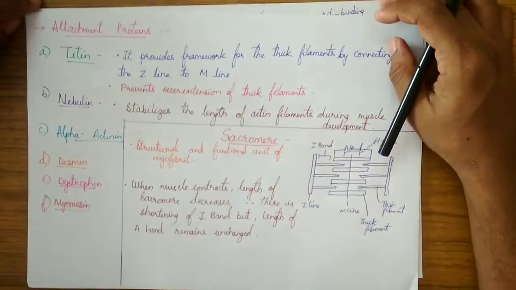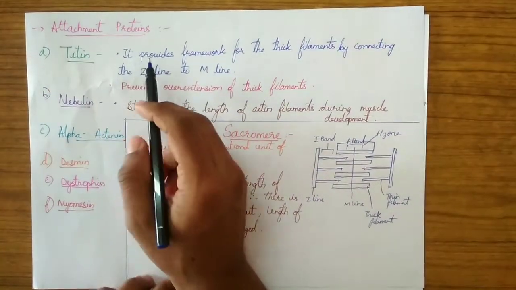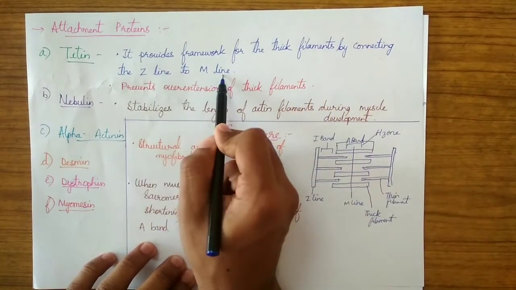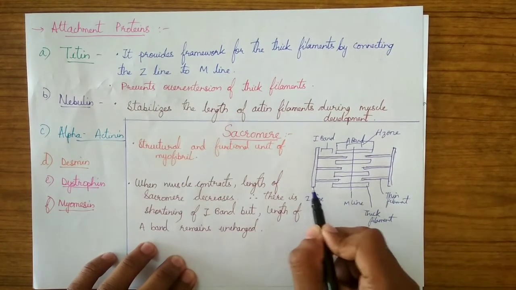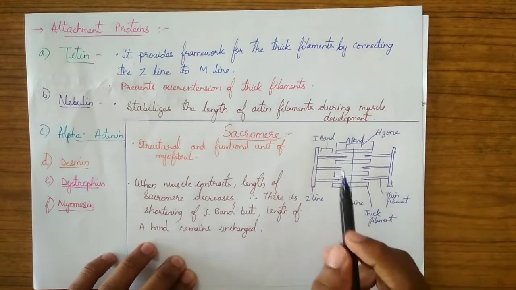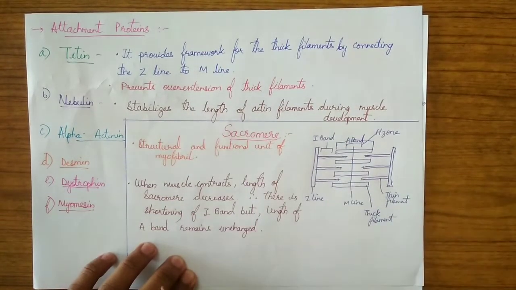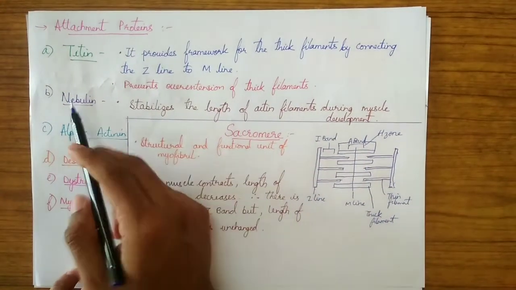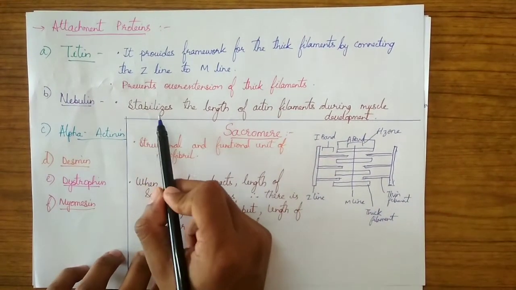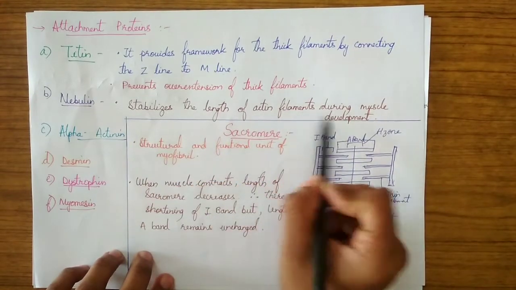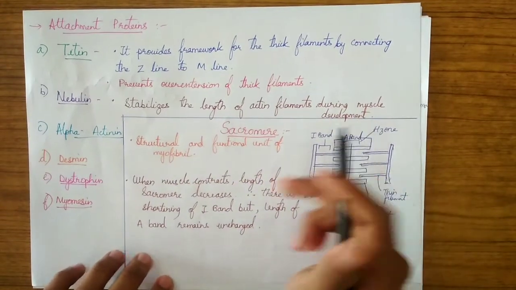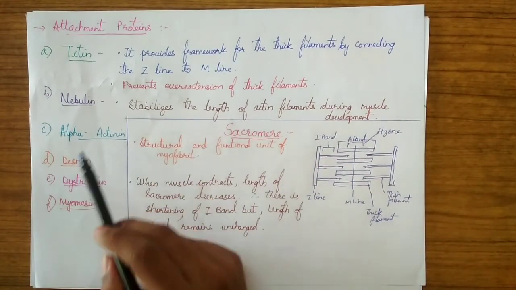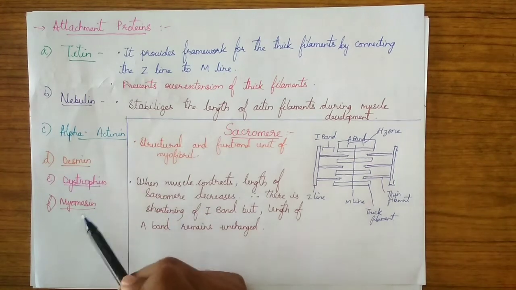Let's talk about the attachment proteins now. The first one is titin. It provides a framework for the thick filaments by connecting the Z line to the M line. The Z line is the ending line of the sarcomere and the M line is the middle line in the A band. It prevents the overextension of the thick filaments. Next one is nebulin. Its main function is to stabilize the length of actin filaments during muscle development. So the actin filaments are stabilized by nebulin. The other attachment proteins are alpha-actinin, desmin, dystrophin and myomesin.